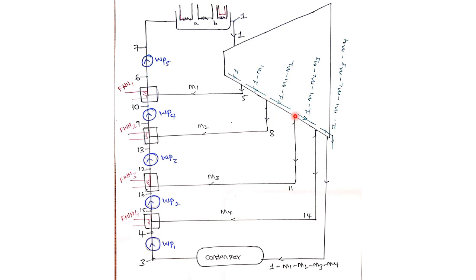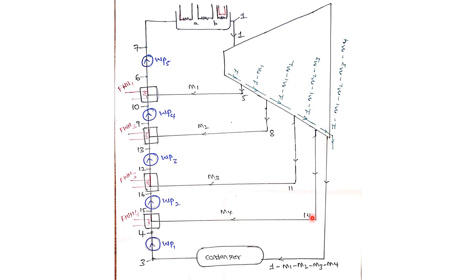Now at 11, what are you doing? You are again taking out M3 amount of steam flow rate. Initially it was 1 minus M1 minus M2, you are taking out M3, so you have to subtract this M3 here. So it is 1 minus M1 minus M2 minus M3, which is getting expanded from state 11 to state 14. At state 14, again you are taking out M4 quantity of steam flow. Initially it was this much, so this minus this will be processed further.